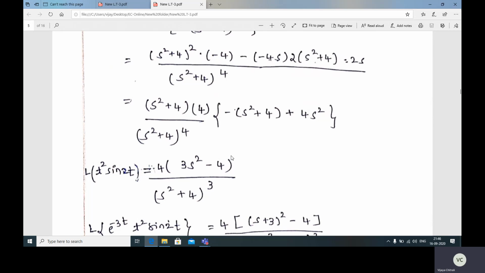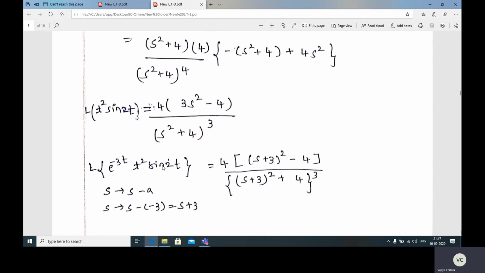Simplify this. One denominator raised to 4 is there and here raised to 1, so one factor cancels. The denominator becomes (s² + 4)³, and this 4 stays as it is. Here, minus s² minus 4 plus 4s²: minus s² plus 4s² is 3s², and this minus 4. So you will get 4(3s² − 4) divided by (s² + 4)³.